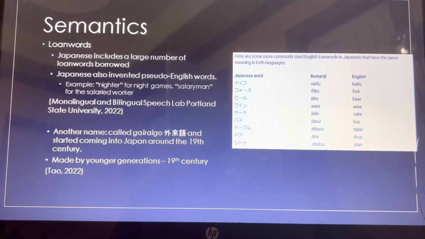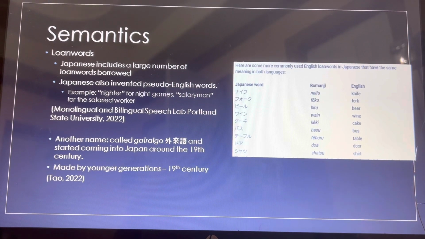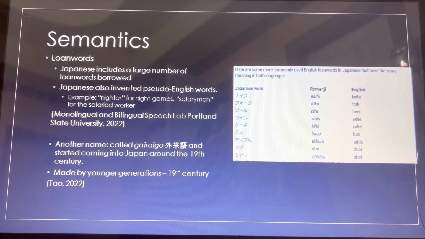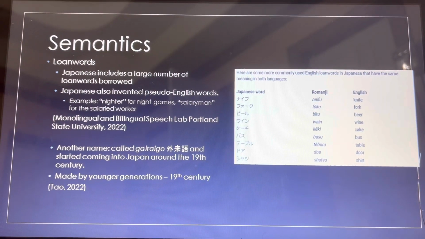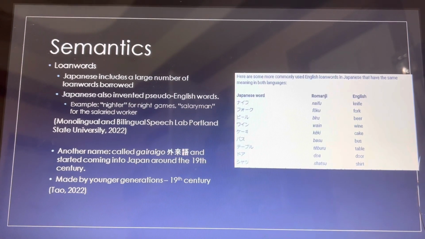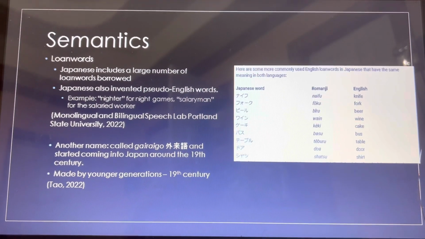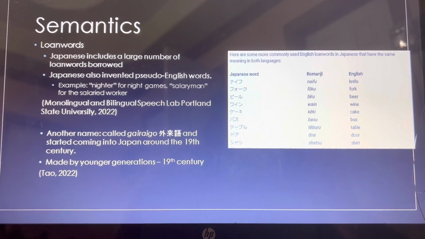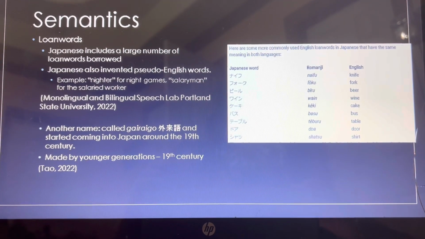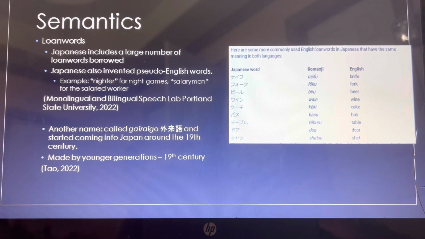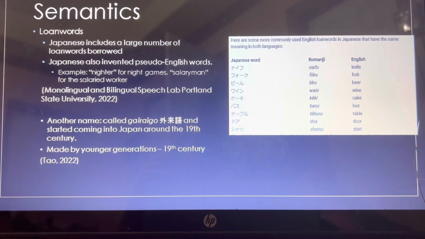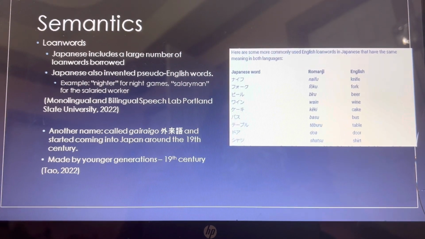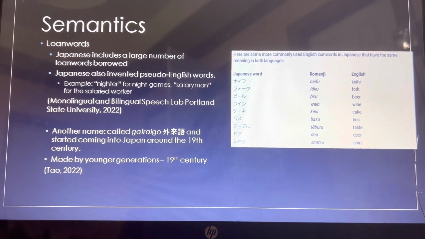Okay, and I just wanted to add that another name for these loan words that you might hear is gairaigo, and this whole loan word business started around the 19th century by the younger generation. And then here on the side, I actually listed some really interesting loan words, or I found this list at least. So here you have the English word knife. They have naifu, and then fork, foku, and then there's a couple more there, which I just thought were very interestingly cute words, I would say.